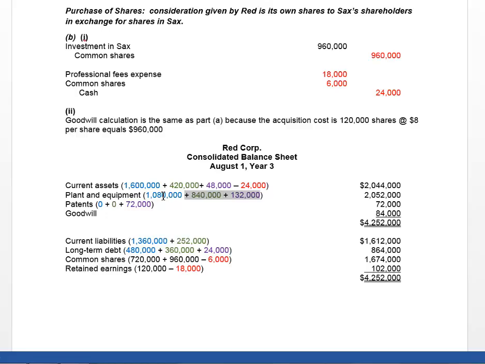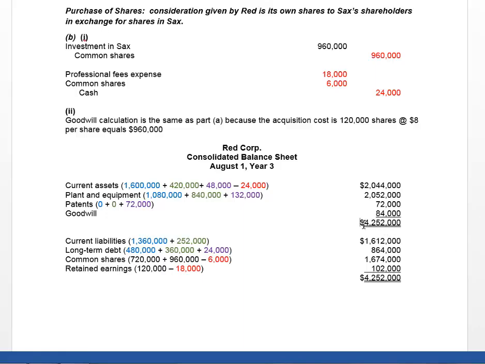This is in line with the acquisition method, which is the method of accounting for business combinations under IFRS 3. So when we add all these numbers in the brackets together, we get 2,052,000. Similarly with the patents, as we said in Part A, they're going to get set up at 72,000 and 84,000 for goodwill. This was the goodwill we calculated in Part A.